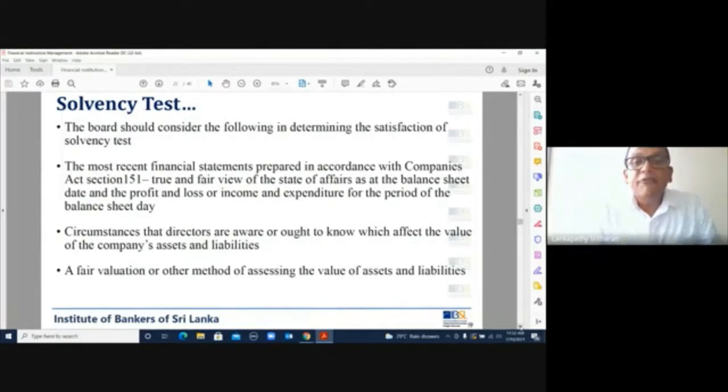The board should consider the following in determining satisfaction of the solvency test. The most recent financial statements prepared in accordance with the Companies Act section 151, giving a true and fair view of the state of affairs as at the balance sheet date, and the profit and loss or income and expenditure for the period. Circumstances that directors are aware of or ought to know which affect the value of the company's assets and liabilities. A fair value or other method of assessing the value of the assets and liabilities. So when they are doing the solvency test, they have to consider these things.